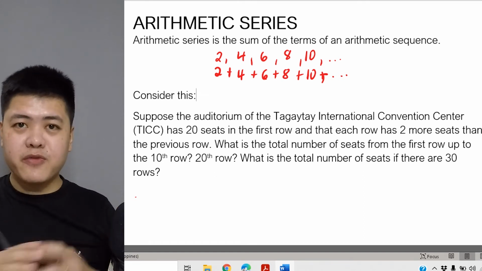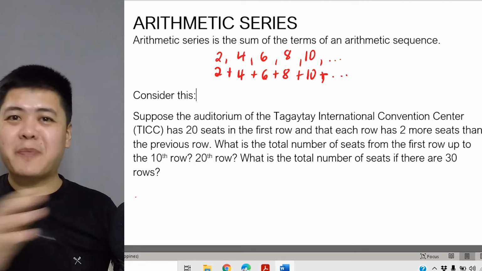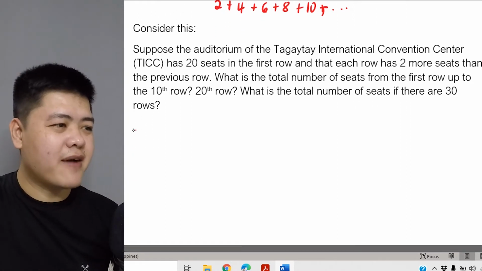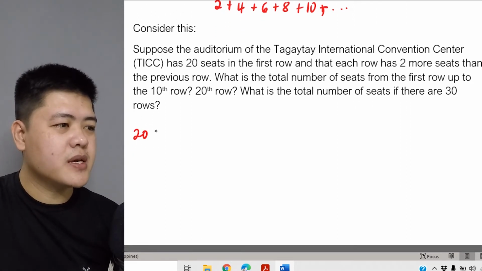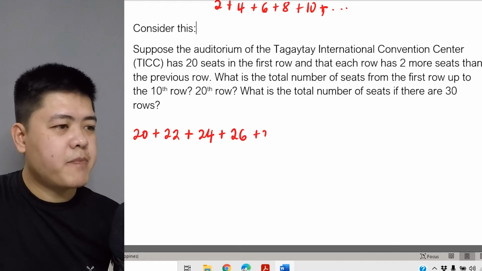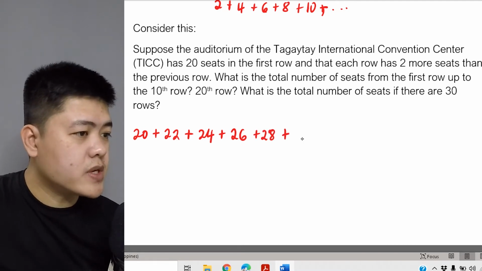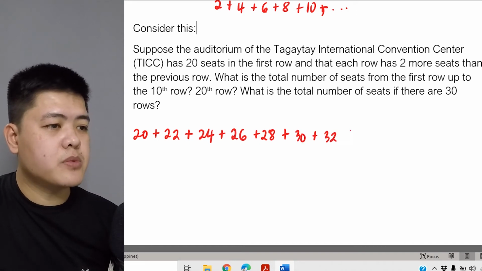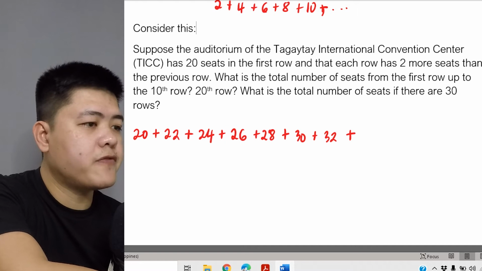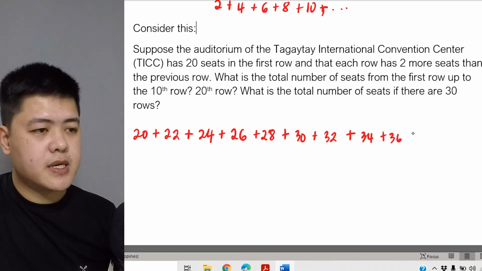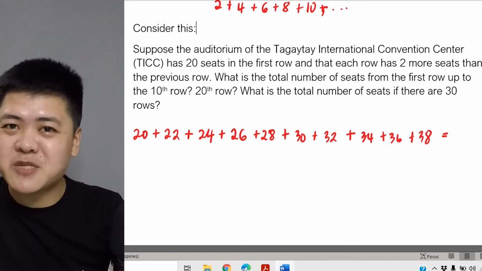Actually, you can solve this by just writing all the terms and then adding them. For example, from the first row to the 10th row, we'll have 20 plus 22 plus 24 plus 26, that's 4 terms, plus 28 plus 30 plus 32, how many is that now? 1, 2, 3, 4, 5, 6, 7, plus 34, plus 36. If you have a calculator, then you add this, or you can add this manually.